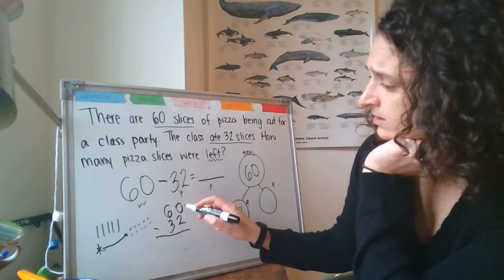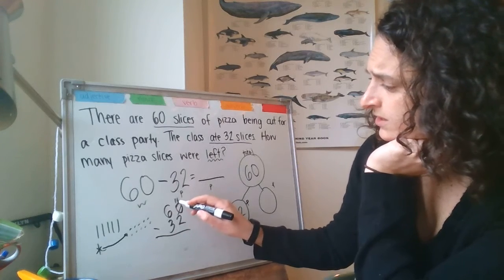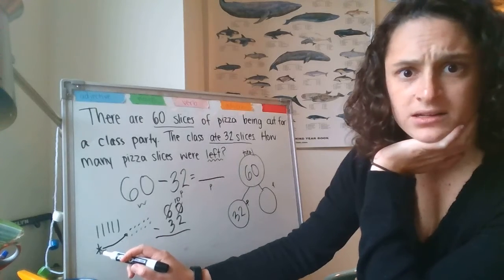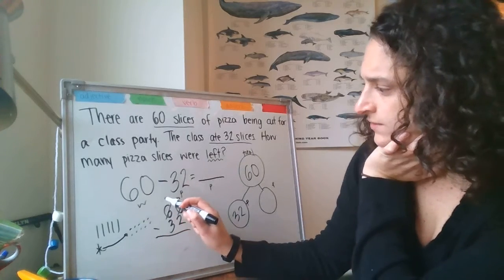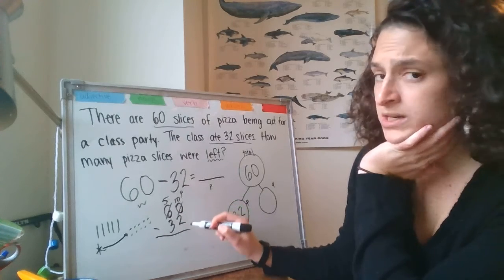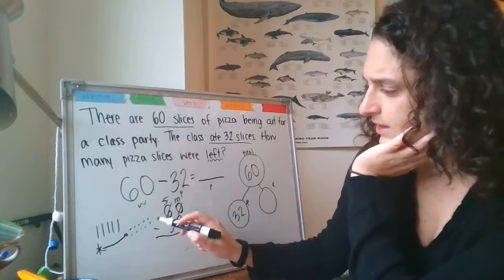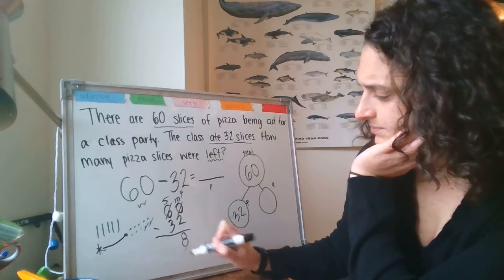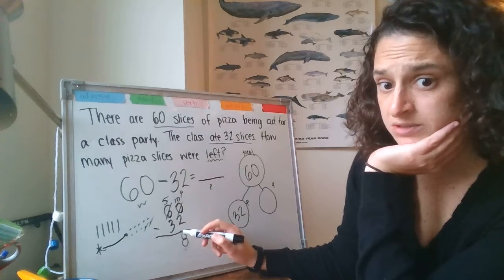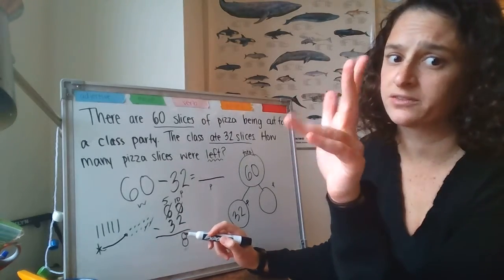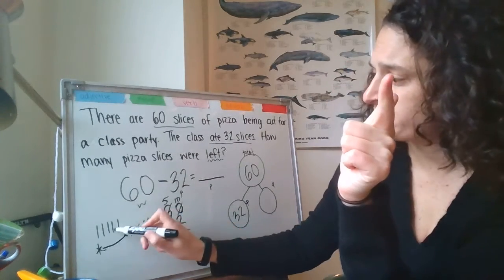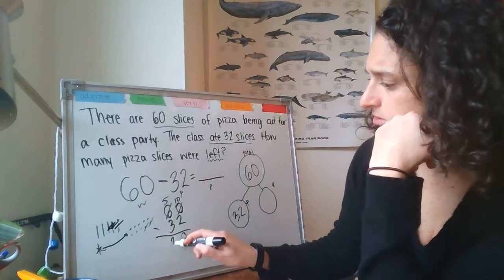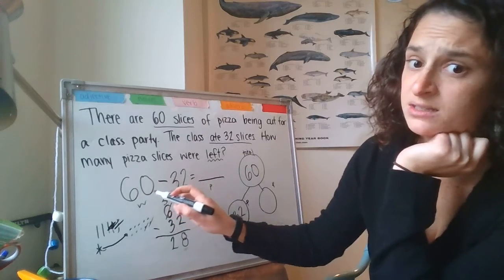And that's the same thing here. I can cross out this 0 because now I've got 10 ones, but I took away a 10, so only 5 tens are left. Can I do 10 minus 2? I can do 10 minus 2. 10 minus 2 is 8. Can I do 5 minus 3? I can do 5 minus 3. 5 minus 3 is 2.